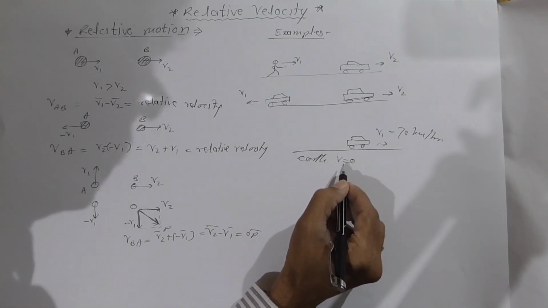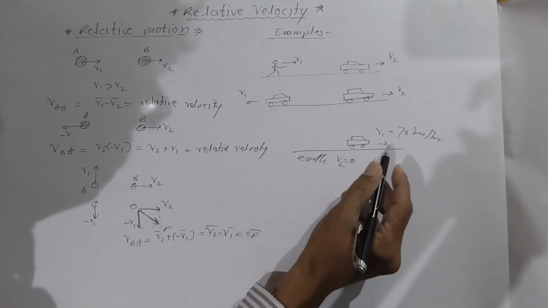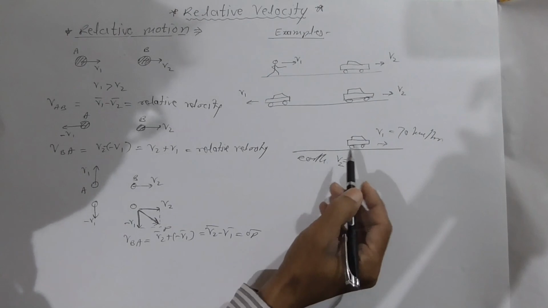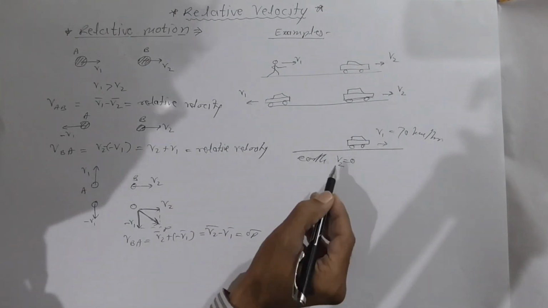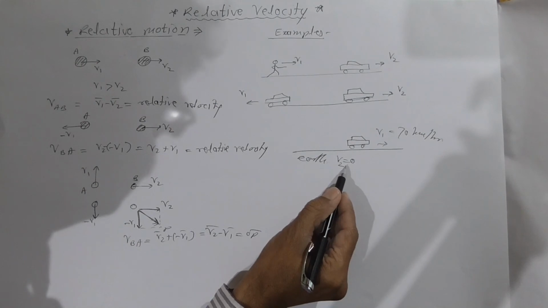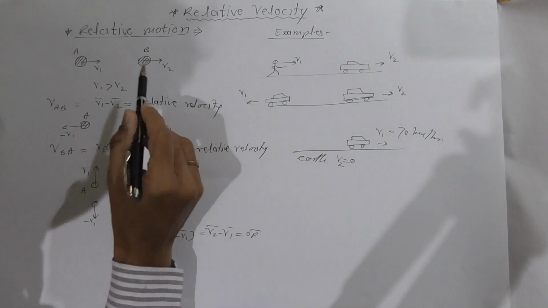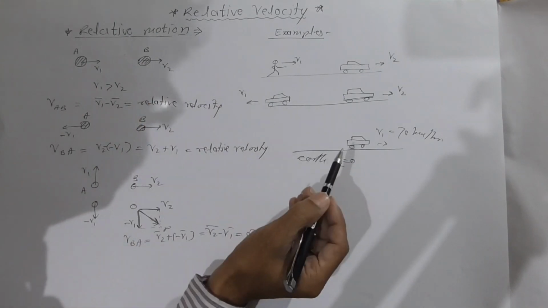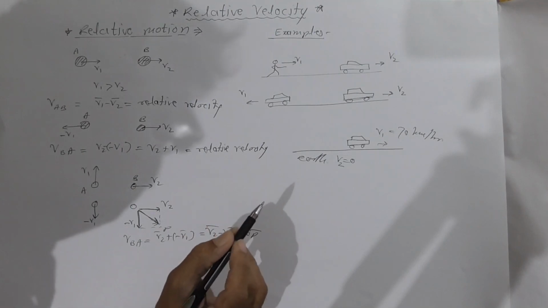And if we take the velocity of the earth as v2 and that of the car as v1, then we can say that the car is moving faster than the earth, because the earth is considered to be at rest. So whenever we measure velocity, that is absolutely relative velocity, and any body which is moving on earth, we consider it to be in relative motion.